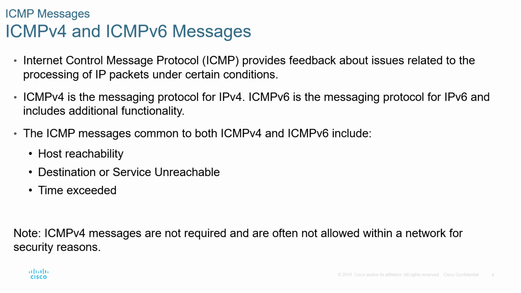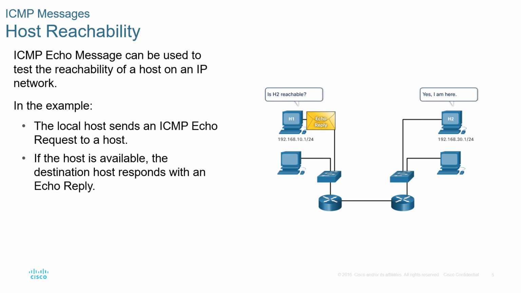So what happens with host reachability? Essentially, we can send an echo request to a destination. Sorry, I said echo reply. The source will send an echo request. The destination will send an echo reply. The request is requesting a reply, and assuming it's not disabled, it should respond with the reply.